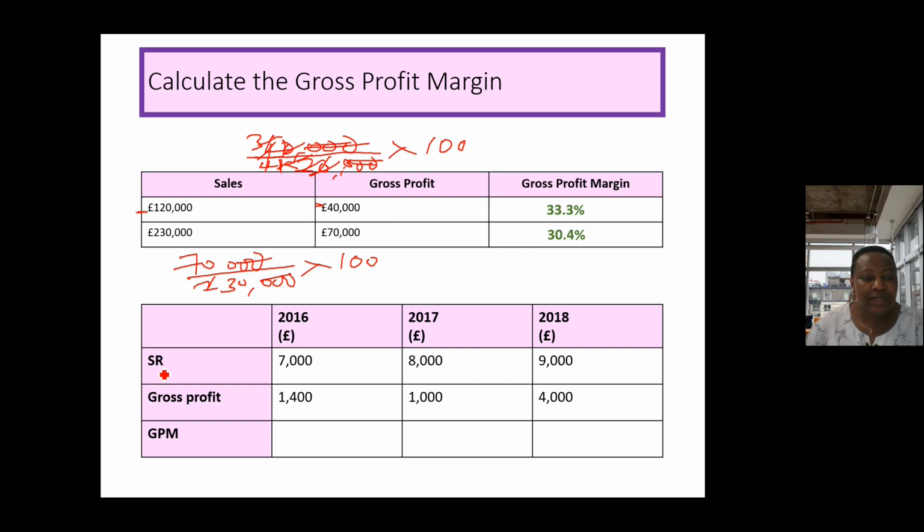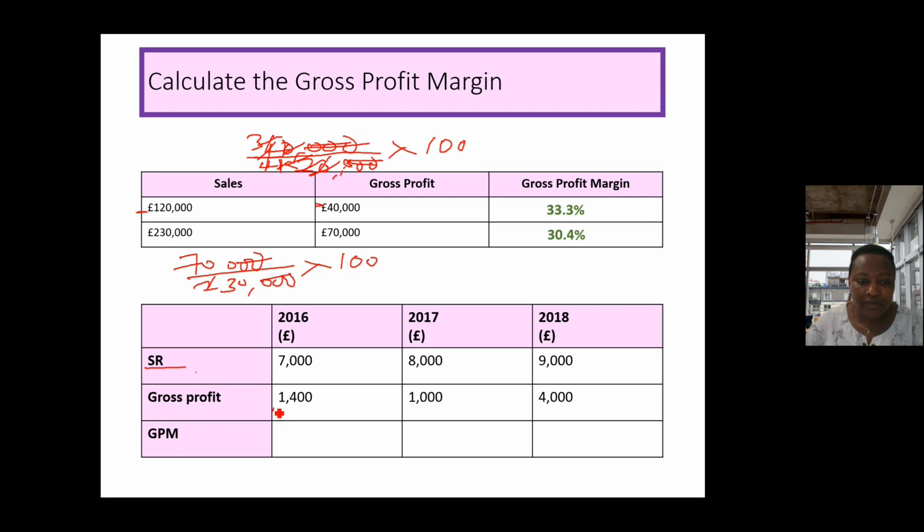Let's try another example here. Here we have our sales revenue. So here our sales revenue is 7,000 for 2016, it is 8,000 for 2017, and it is 9,000 for 2018. Our gross profits across the years has also been given. Gross profit 2016 is 1.4. So do you want to pause the video and give this a try? Don't forget that your gross profit margin is your gross profits divided by your sales revenue and multiply that by 100.